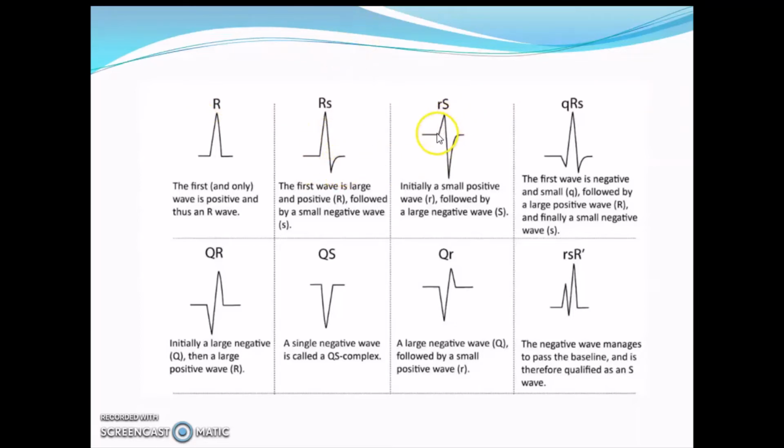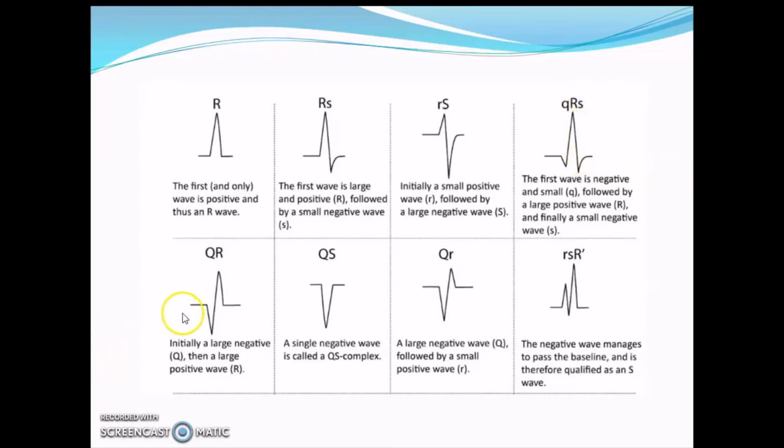Here, similarly, there is a positive wave followed by a negative wave, but the R wave is smaller than the S wave, so you use the terminology small r. Here, this is the normal: an initial small negative q wave, followed by a large positive R wave, followed by a small negative wave. This is called QRS. This is a normal complex.